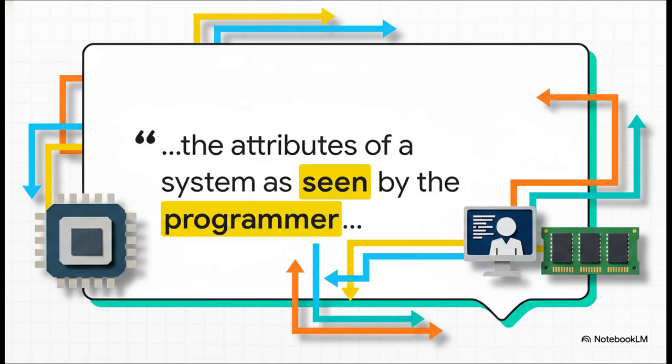Yeah, this quote from way back in 1964 really nails it. Architecture is what the programmer sees. It's the crucial bridge between the software, the code, and the physical hardware that runs it. It defines the rules of the road for how software can talk to the machine.